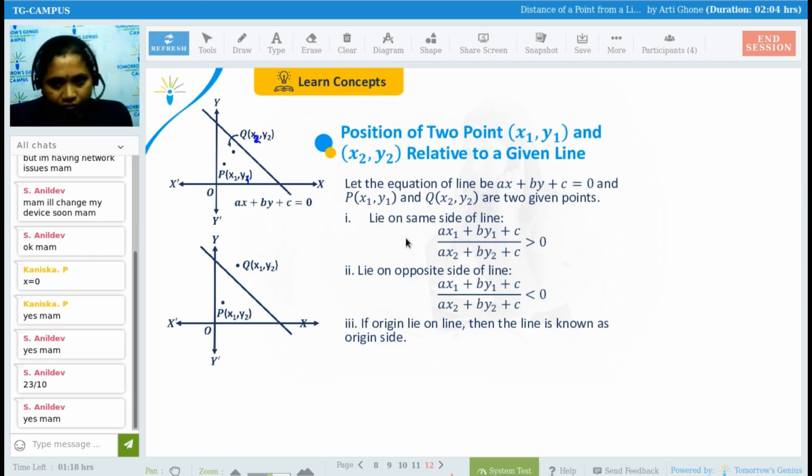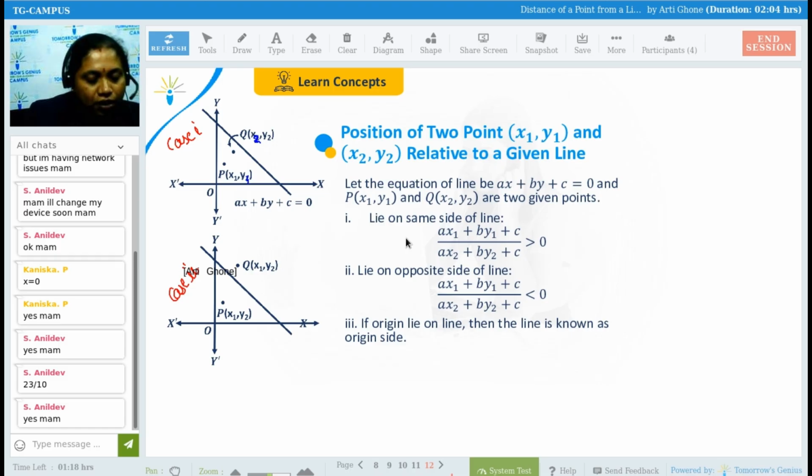Then if the points lie on the same side of the line, how can we conclude it? If the ratio (ax1 + by1 + c) / (ax2 + by2 + c) is positive, they lie on the same side. If it is negative, they lie on opposite sides of each other. The first one is the figure of case 1, and this is the imagination of case 2.